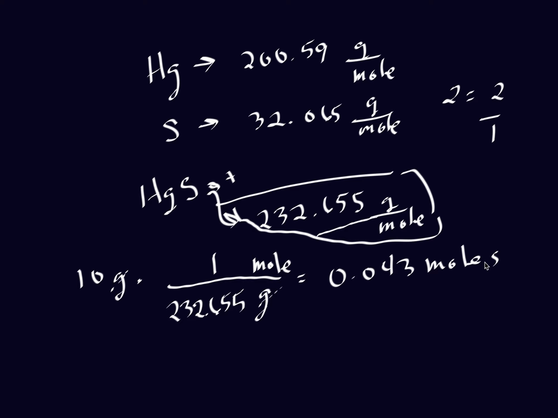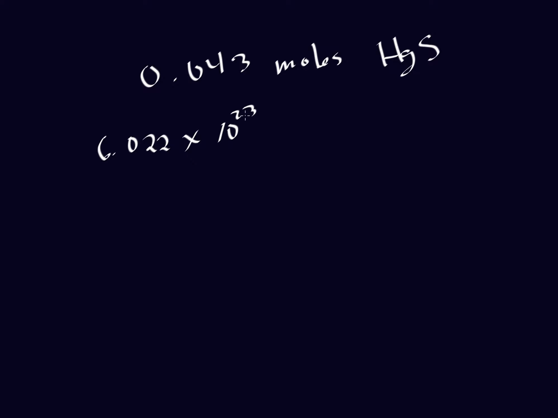Let's erase the chalkboard again. So 0.043 moles of what? Of HgS, because that's what we measured out 10 grams of. Now, to convert this to the actual number of molecules, we have to use Avogadro's number, which is 6.022 times 10 to the 23. And remember that Avogadro's number has no units at all. It's just a pure number, like a dozen is equal to 12. Avogadro's number is this great big thing here, 10 to the 23. And we need that very big number because we're counting very, very, very small things.